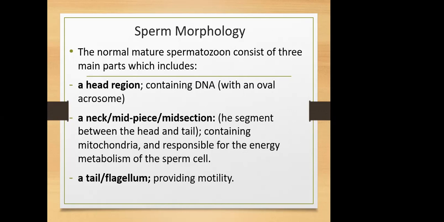Then we have the neck, or what you call the midpiece, also called the midsection, whichever way you look at it, the same thing. This is the segment between the head and the tail. And it contains, as you know already, mitochondria. As we move along, you read that there's another component we call the axoneme. The axoneme comes from the microtubules.